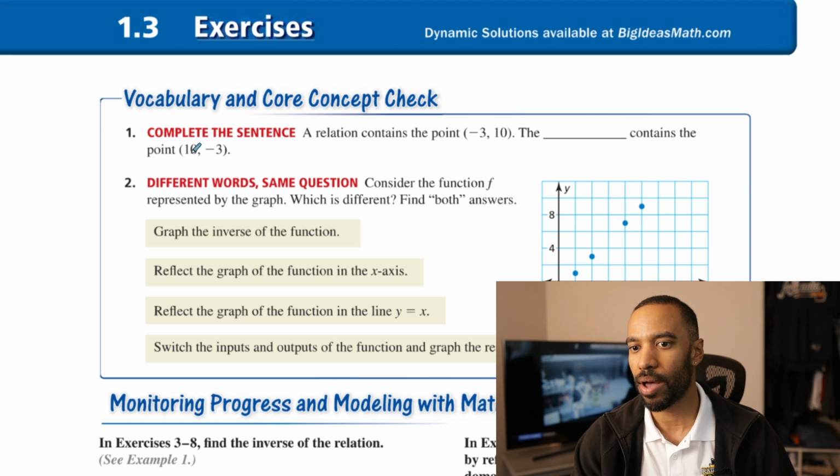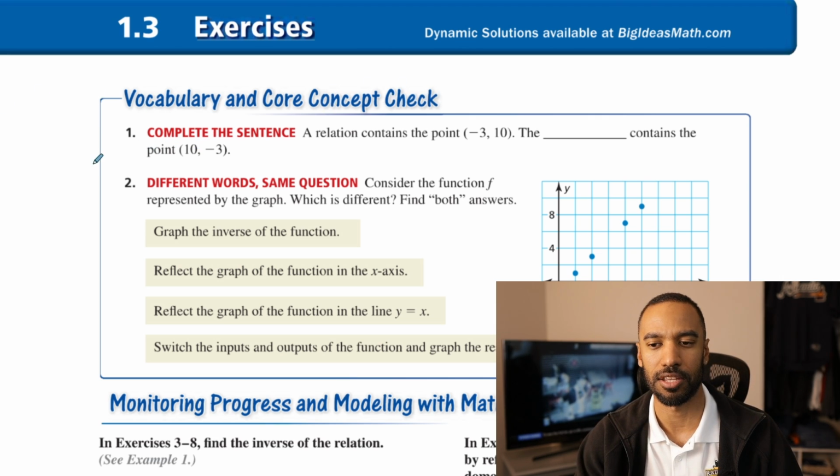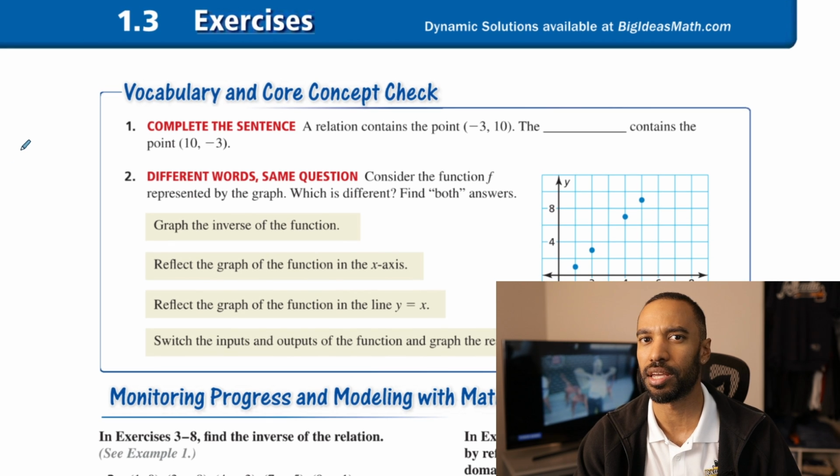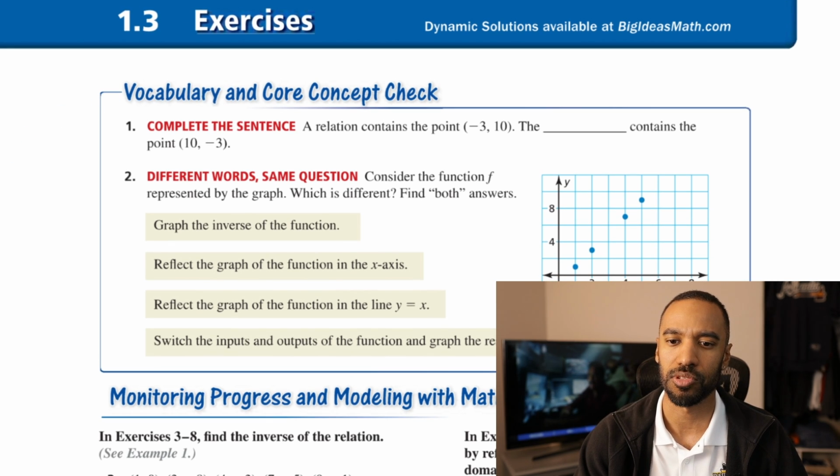So I'm going to go ahead and do this vocab and core concept check, and then we'll do the problem sets, and it's a lot smaller. I think it's 3 to 31 for this problem set.